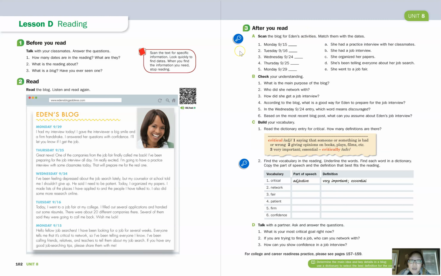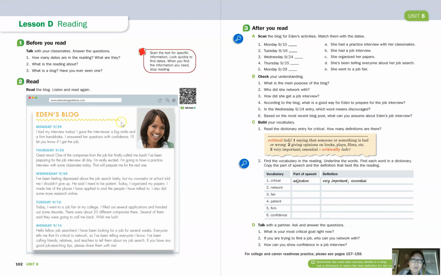What does, or actually, this is all in the past because it's a blog, so it's a journal of what happened. So we actually need to use the helping verb did. Okay, so what did, and then the subject, Eden, and then the main verb, and remember it's an activity, so the main verb is do. Okay, and then of course we need to add the date. So what did Eden do on Monday, September 15th?